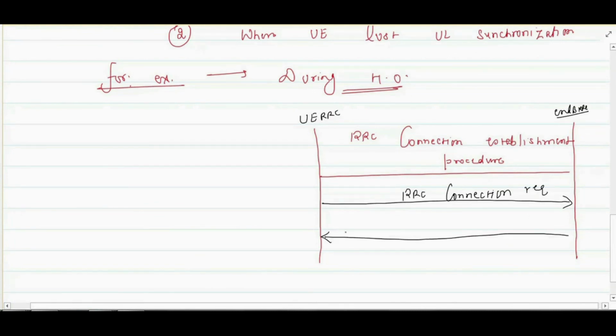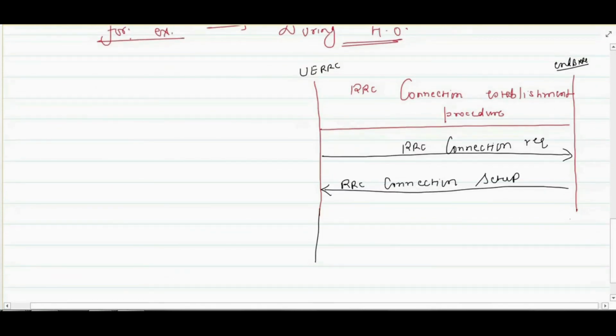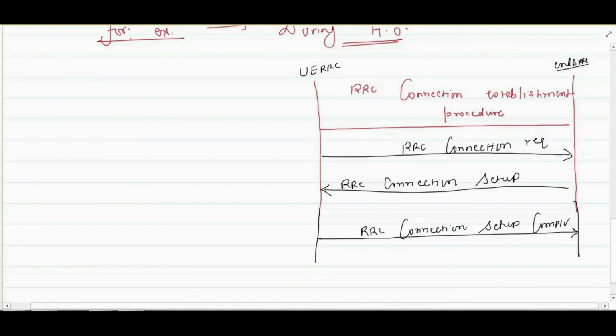then the next message will be RRC connection setup, and the third message, RRC connection setup complete. These are the three messages used to successfully establish the RRC connection. Means if your mobile has to establish the RRC connection with the eNode B, these three messages have to be successfully exchanged, and the RRC connection is compulsorily required in any call setup call flow.